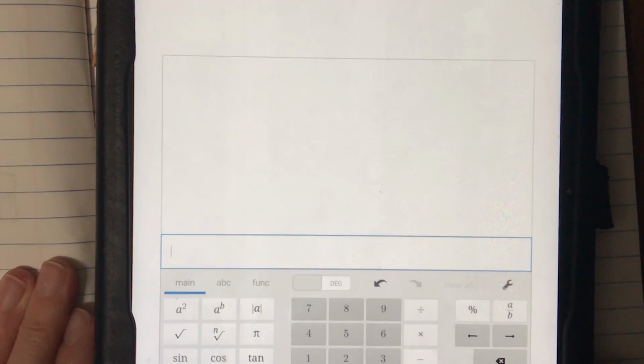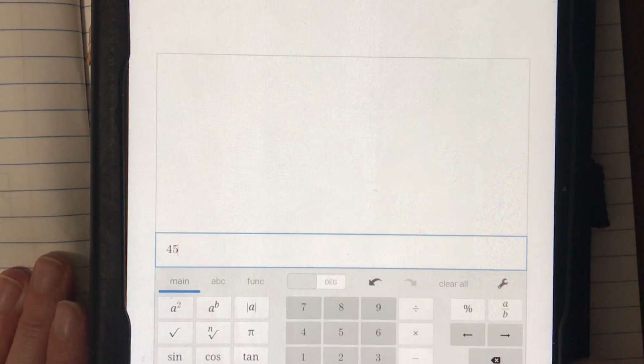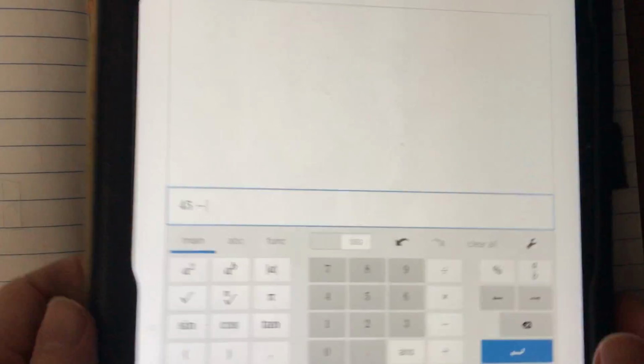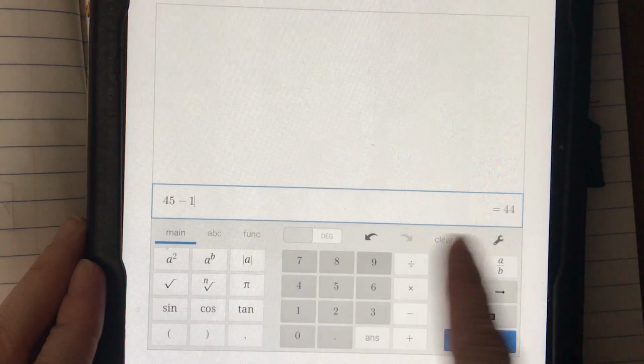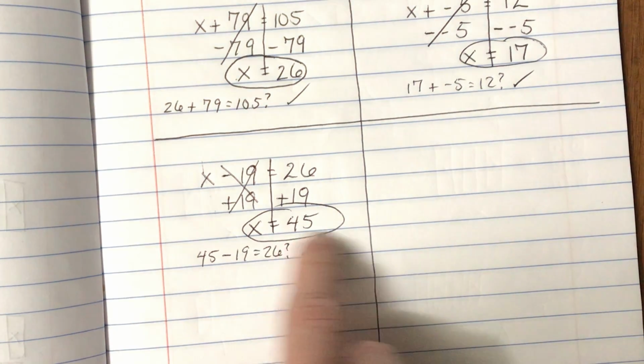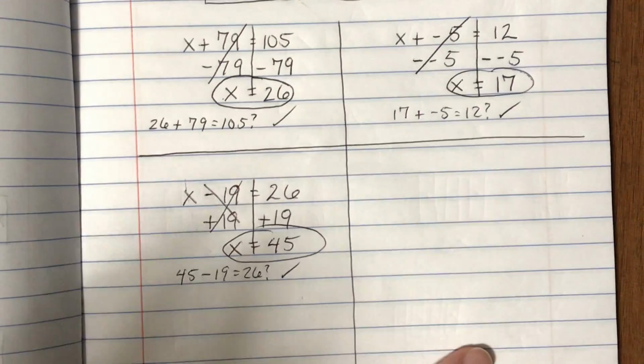And so we type that answer into our calculator and we say, okay, is it true that 45 minus, what was it, 19? Yeah, 45 minus 19 actually equals 26, and that's true. And so you know that your answer here, x equals 45, is correct.